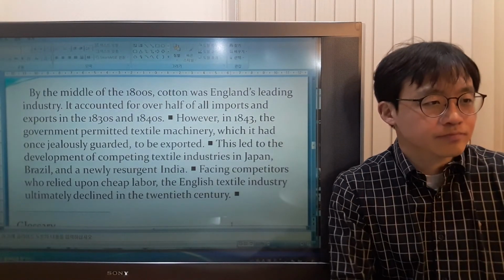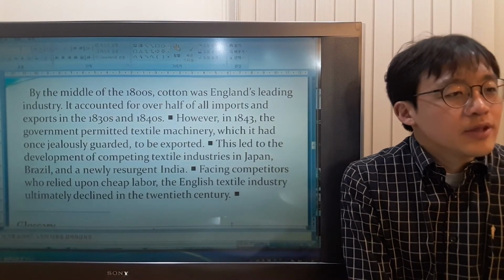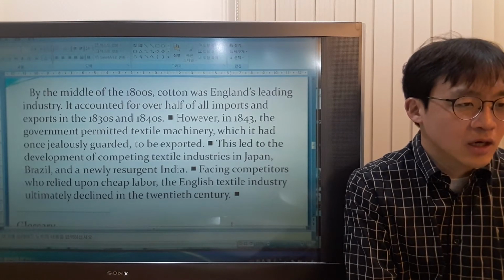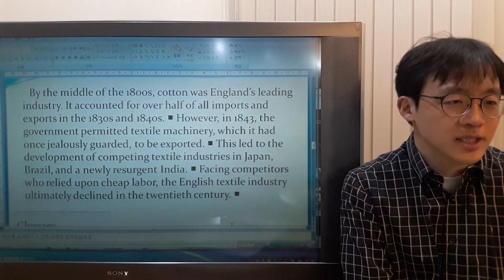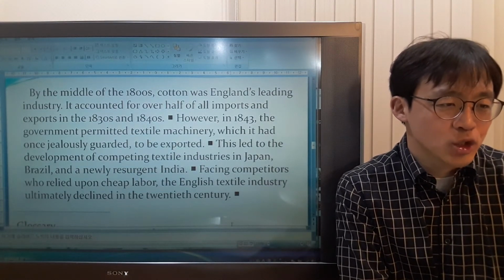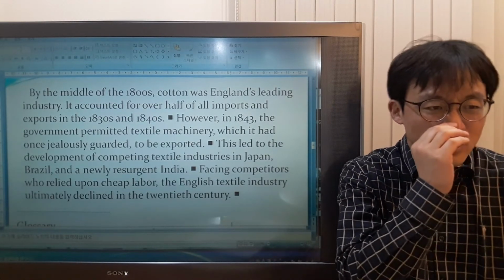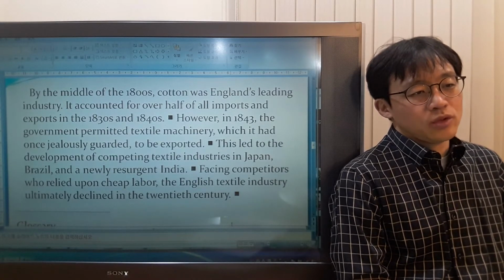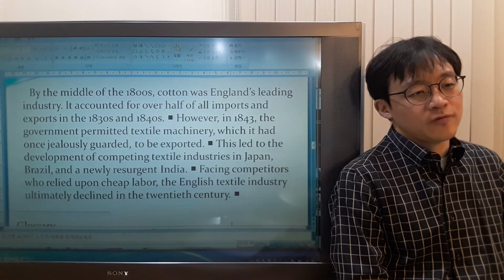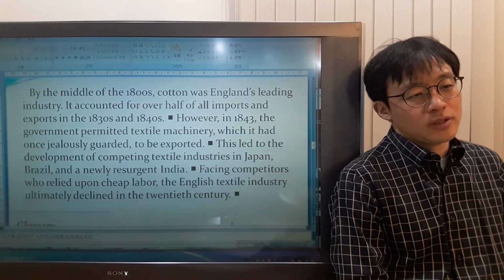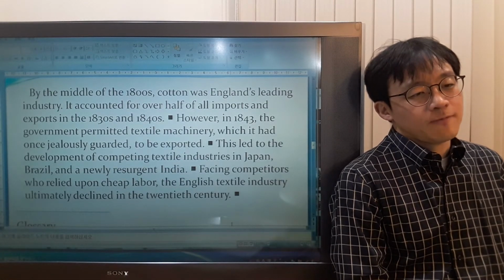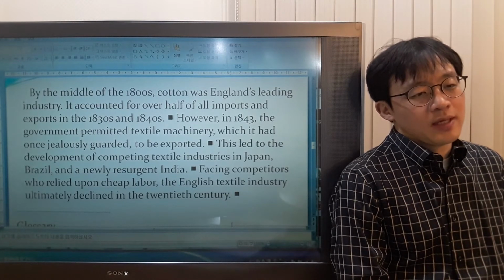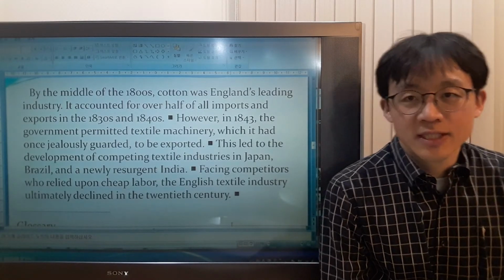So what is this part about? In the middle of the 19th century, cotton was England's leading industry, and it was more than half of all imports and exports in the 1830s and 40s. But in 1843, the government allowed textile machinery to be exported. But before this, at some time in the past, they had guarded this. They didn't want anybody else to have this, all right? And this caused competing countries like Japan, Brazil, and India to develop textile industries. And because the other countries had cheap labor, the English textile industry became weak in the 20th century. This is what this part is about, alright?